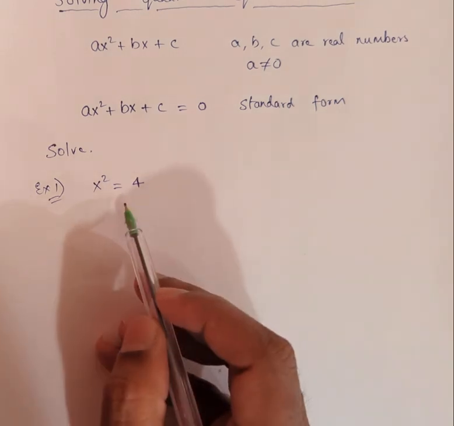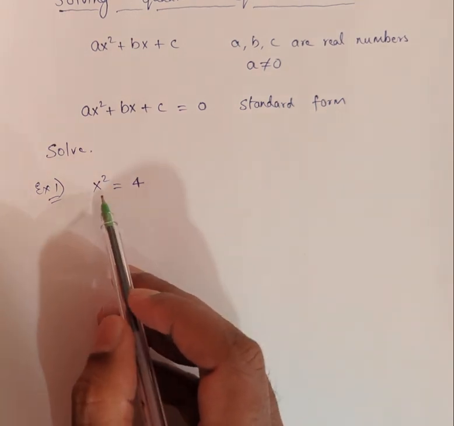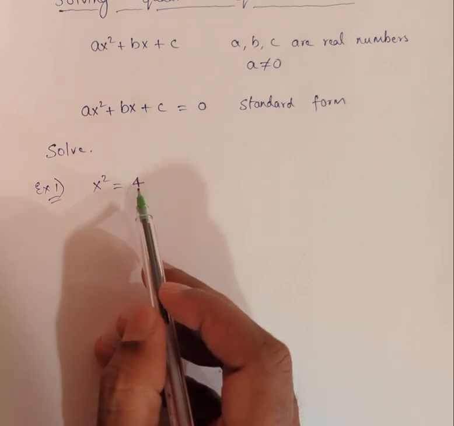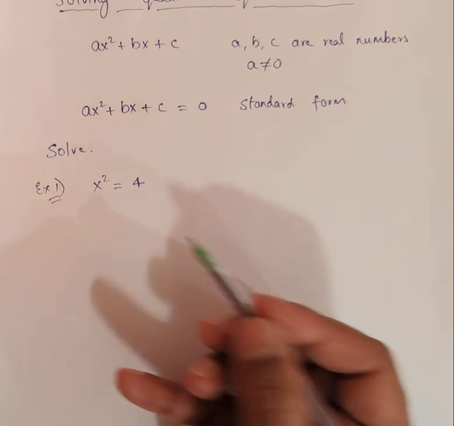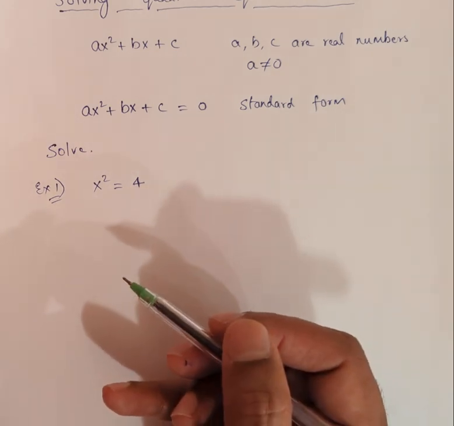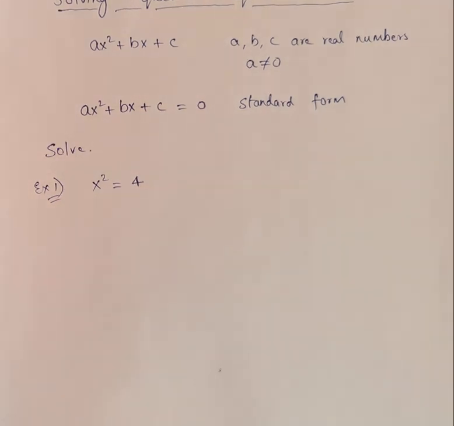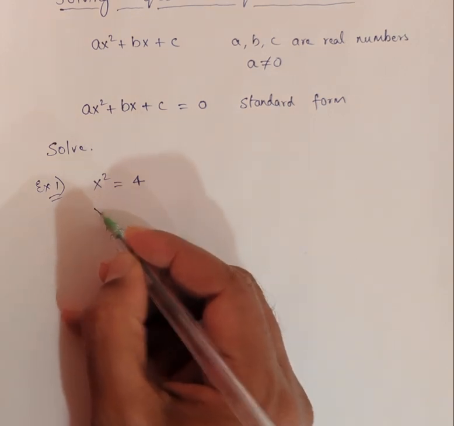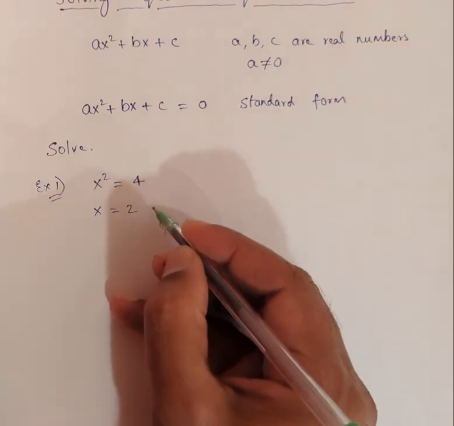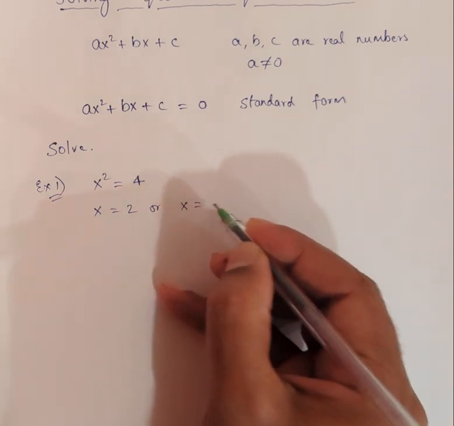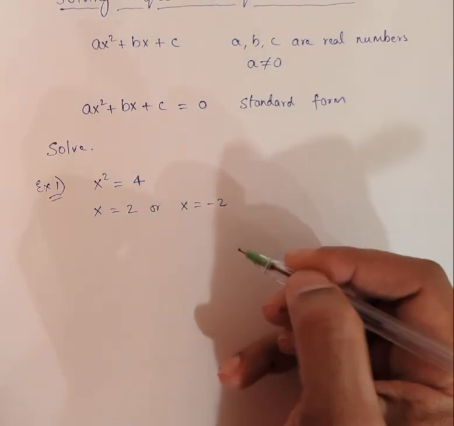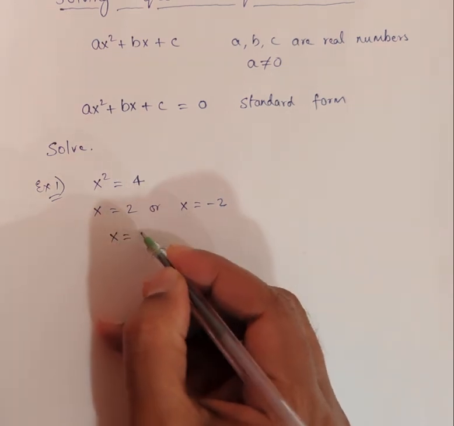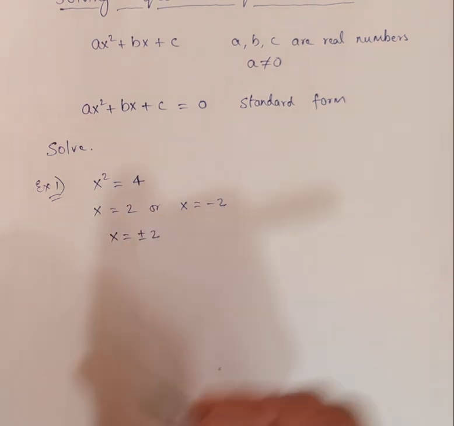Now, how do I solve this? It's very easy. Can you think of a number whose square is 4? And you may say it's 2. 2 square is 4. But we also realize that negative 2 square is also 4. So I can say x is equal to 2 or x is equal to negative 2. I can write both of these as plus or minus 2.